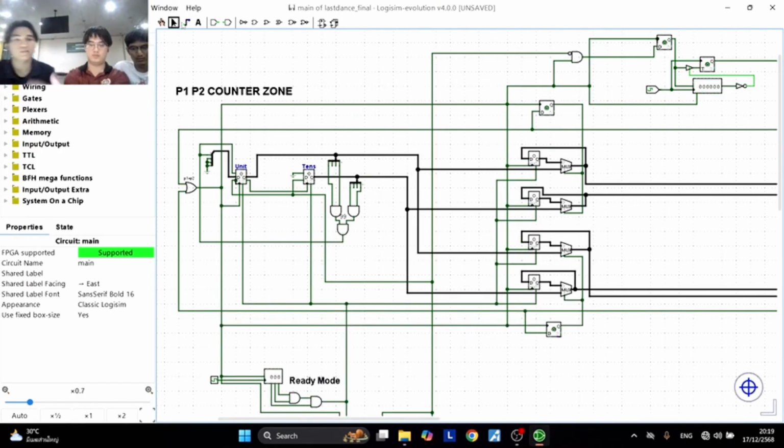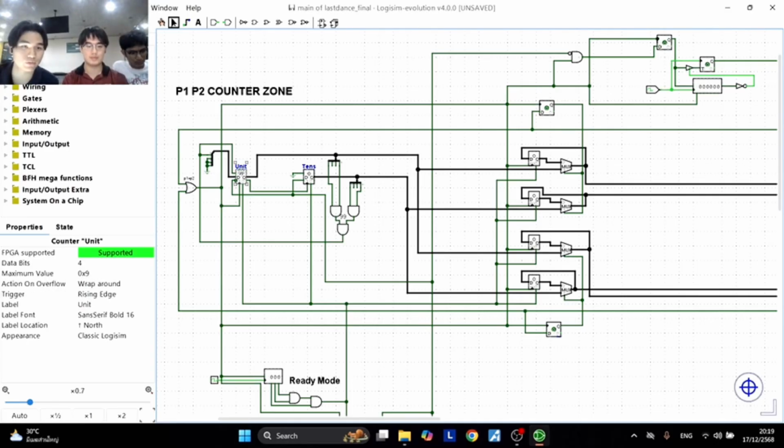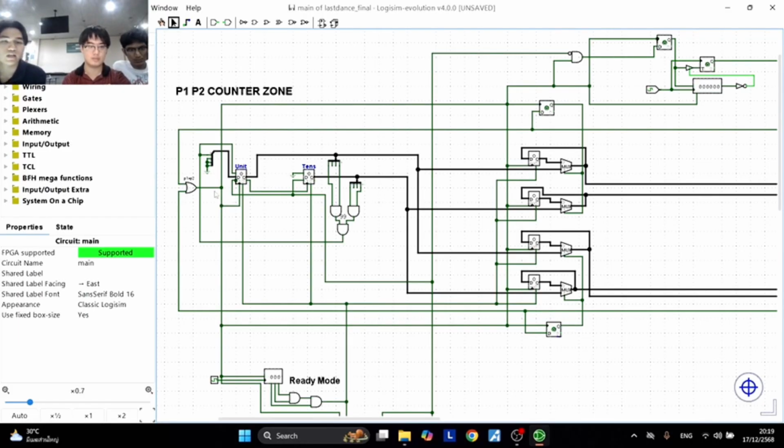This is the P1 and P2 counter zone. It shows how P1 and P2 work in this circuit. First of all, we have two counters. The first one is for units, and it has a rising edge. The second is for tens, and it has a falling edge.